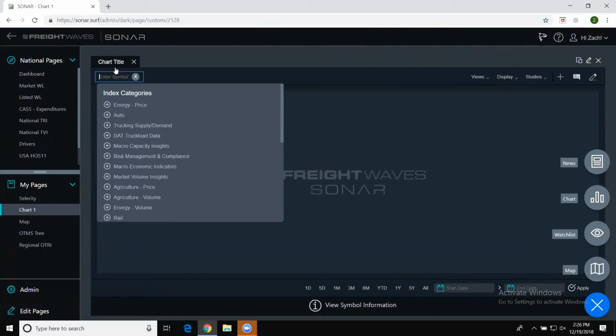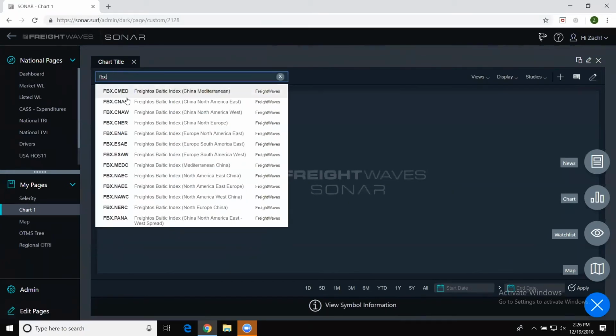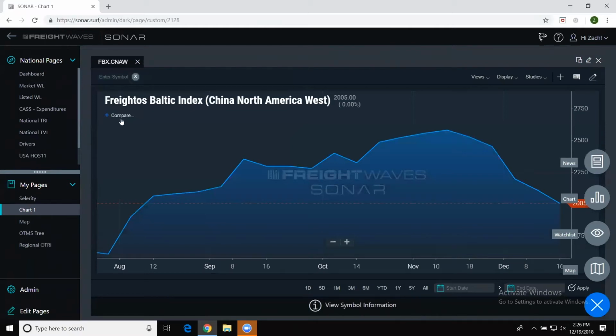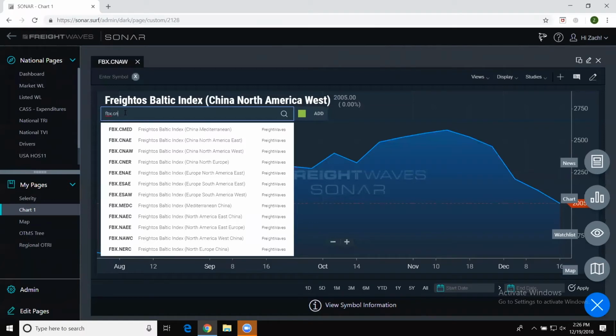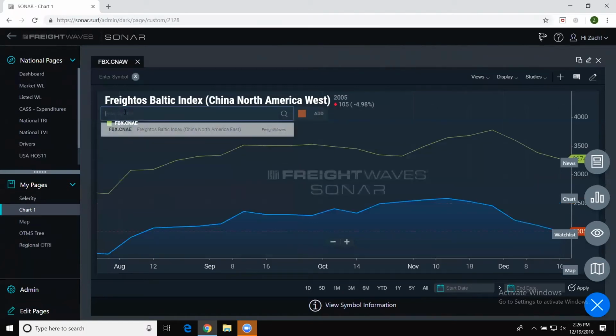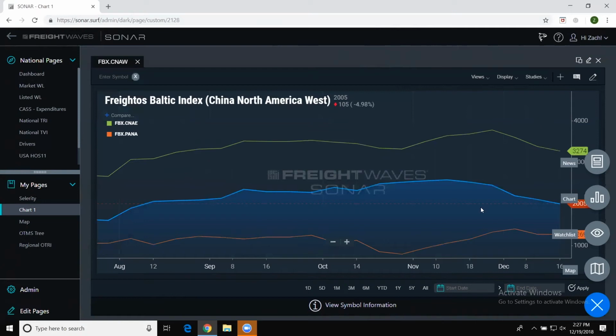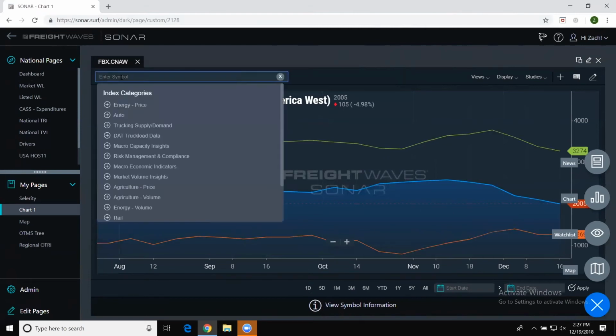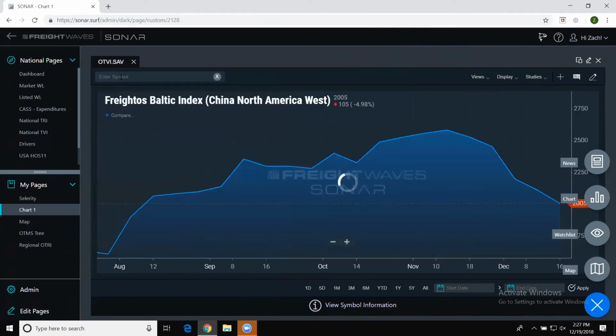Oh yeah, I'm going to pull that up just to recap. FBX CNAW, FBX CNAE, China to North American East Coast, China to North America West Coast, and then our beloved Panama spread that measures the difference between the two. And as this bad boy rises or falls, people can switch their freight pattern across the coast. We saw Savannah actually have quite a bit of volume this year in October.